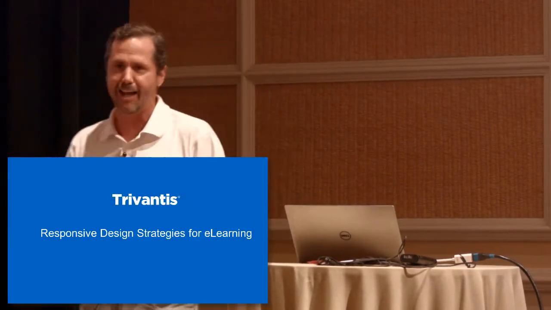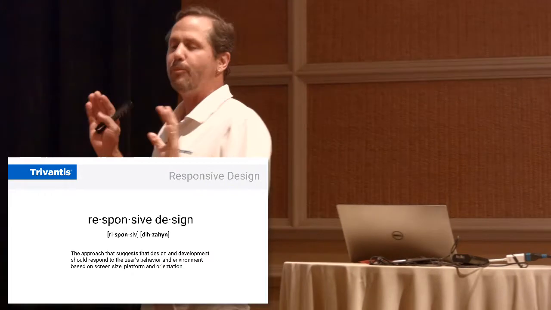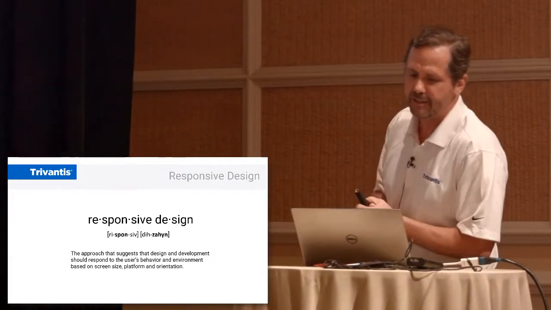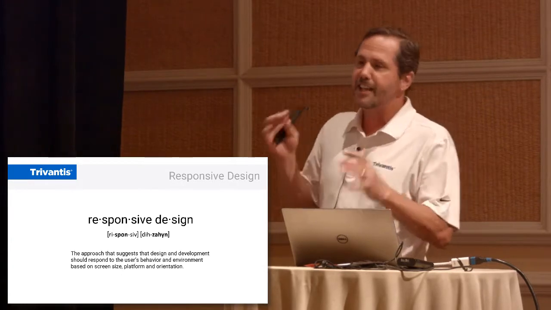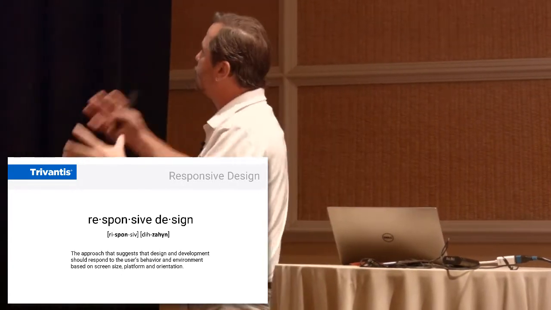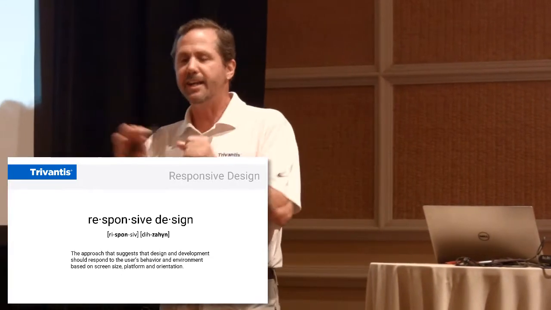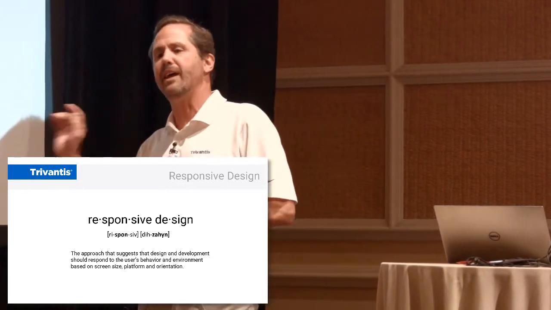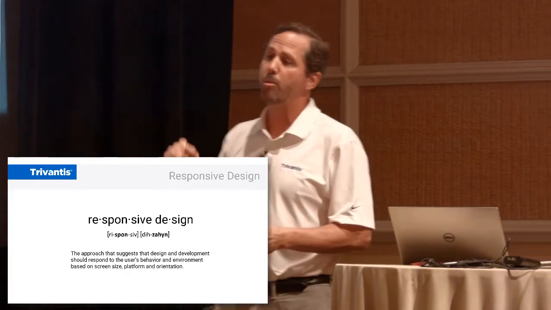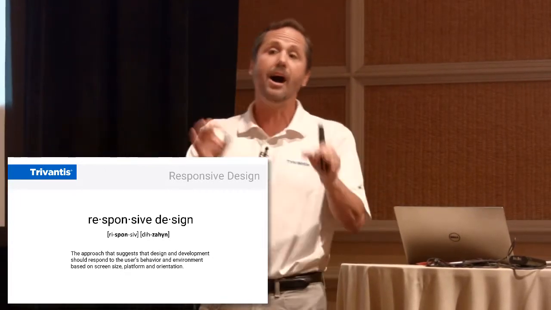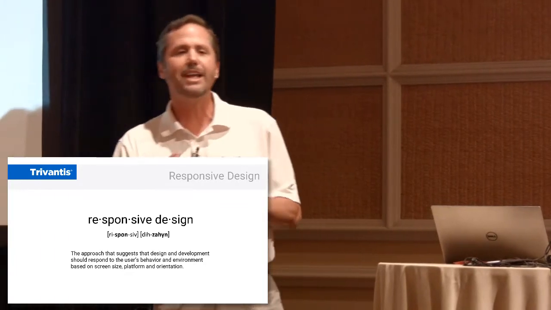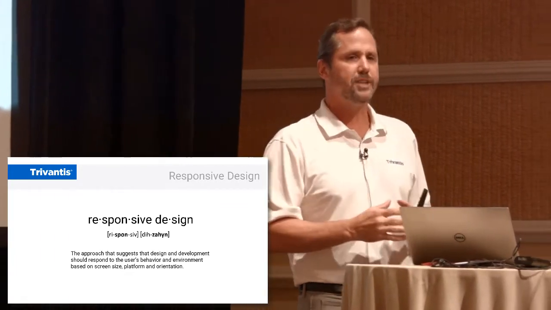But while I'm still alive, I'm here to talk to you about responsive design. So first, we should define responsive design. So here's a nice Webster's definition. It suggests that design and development should respond to the user's behavior and environment based on screen size. But what's most important here is what's not there. It does not say on a mobile phone. It does not say on a tablet, right? This talks about responding to the user. And that's really what it's about, is being user-centric.